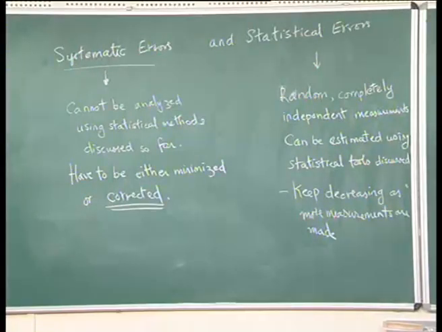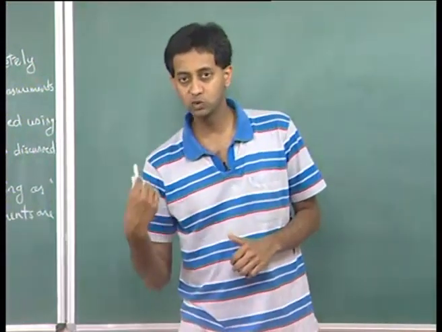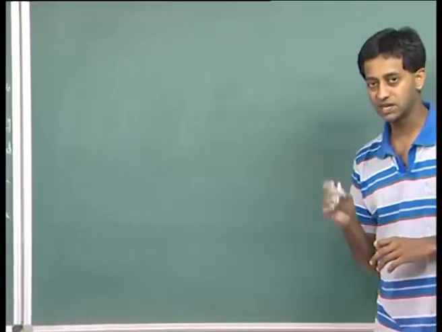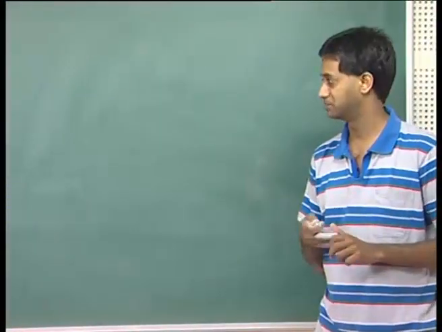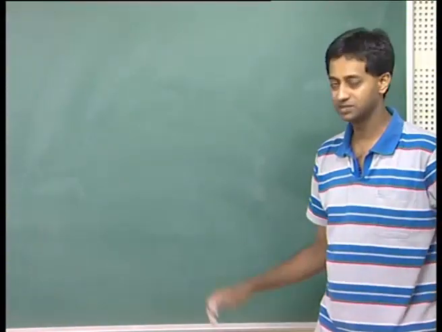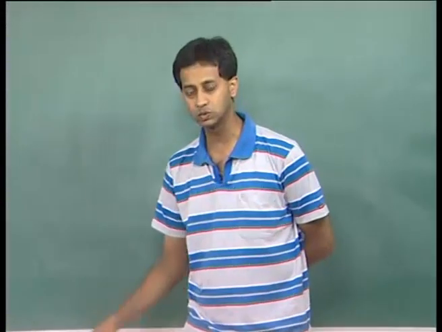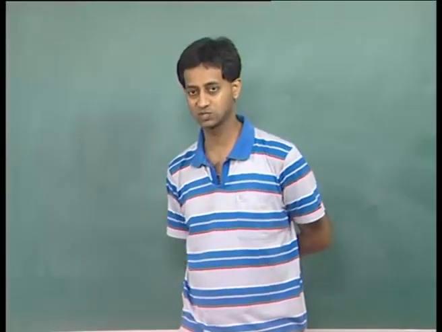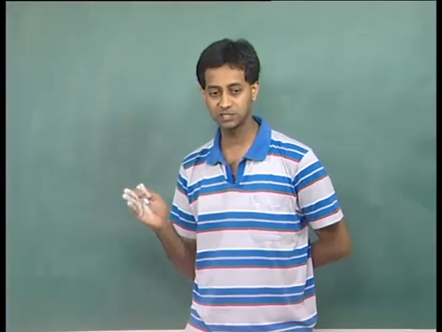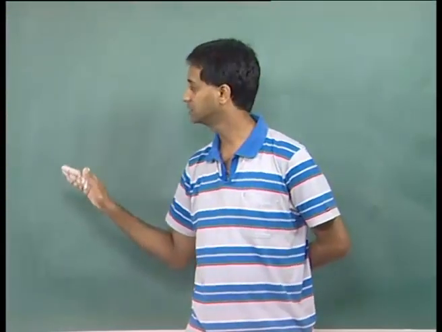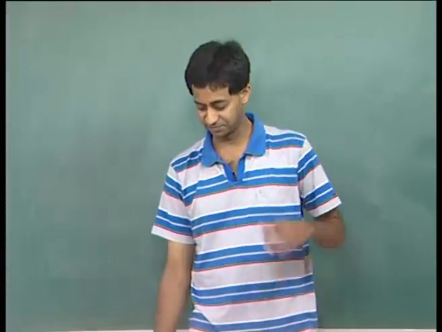Okay, and or you correct for them. Whereas the statistical errors are those that are estimated, and they can be reduced by making more and more measurements. So whenever you do any experiment, you always identify what are the sources of error in your experiment. It's a standard exercise to identify the various sources of error, classify those errors into systematic and statistical errors, and then you make this correction.